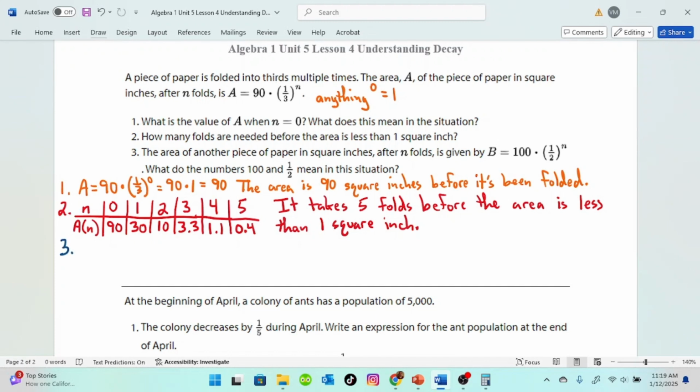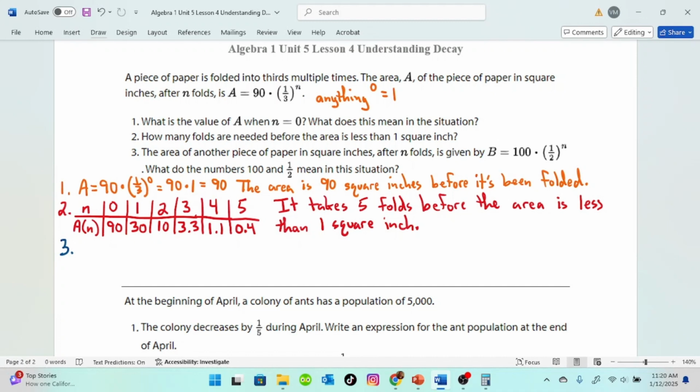And number 3, the area of another piece of paper in square inches after n folds is given by b equals 100 times 1/2 to the power of n. What do the numbers 100 and 1/2 mean in this situation?